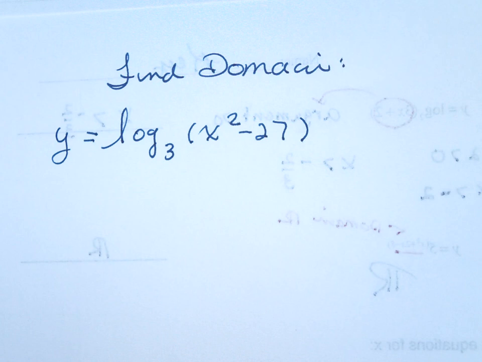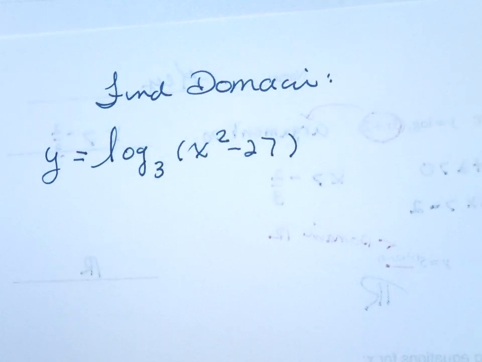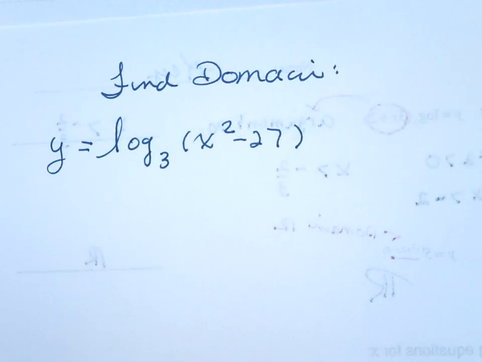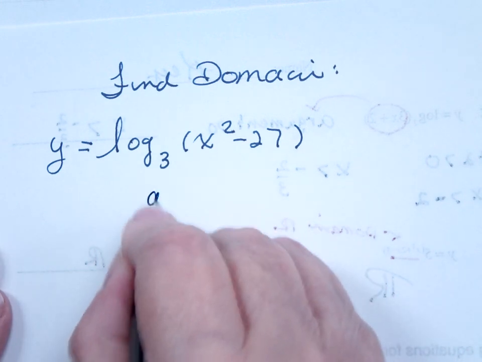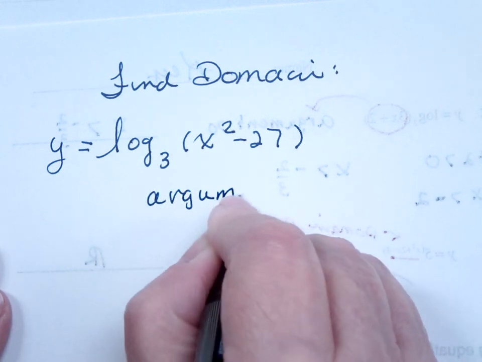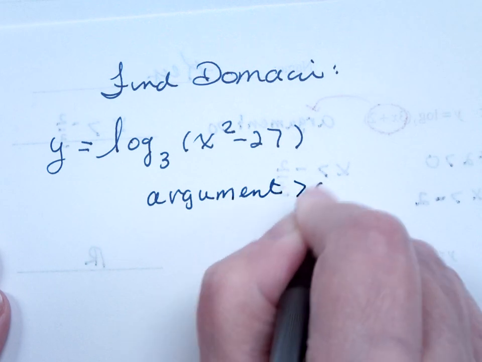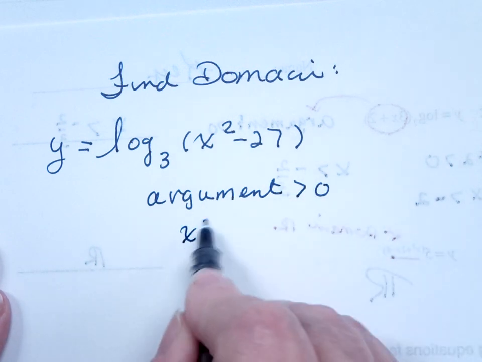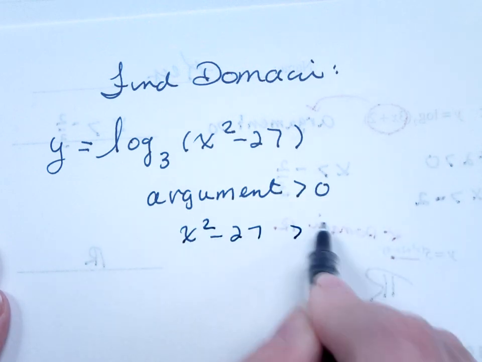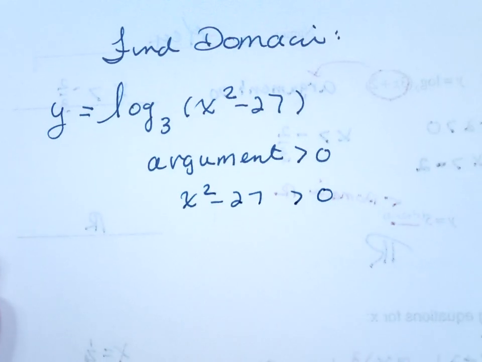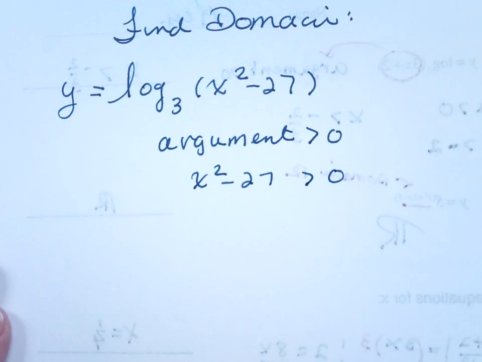Change it to x? No, not in this case, because I want to find the domain. What do I know about what has to be true of a logarithm? It has to be greater than 0, yeah. So the argument must be greater than 0. x squared minus 27 must be greater than 0. Now what do I do? Solve the equal equation, right?